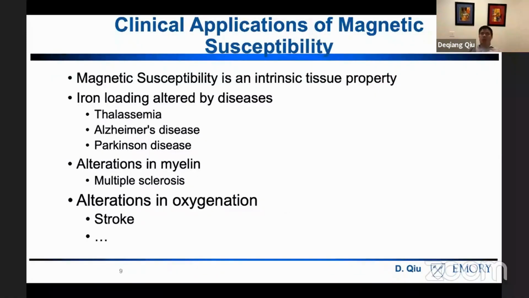Of course, because of its sensitivity to iron, white matter, as well as the oxygenation level of the vein, it finds application in many diseases that affect the brain, such as thalassemia, Alzheimer's disease, and Parkinson's disease, and myelin is being studied in multiple sclerosis. I noticed there's a parallel session talking about QSM in MS. Also alterations in oxygenation in stroke patients.